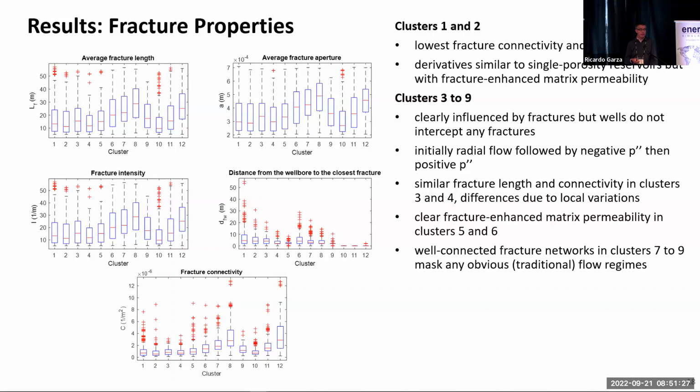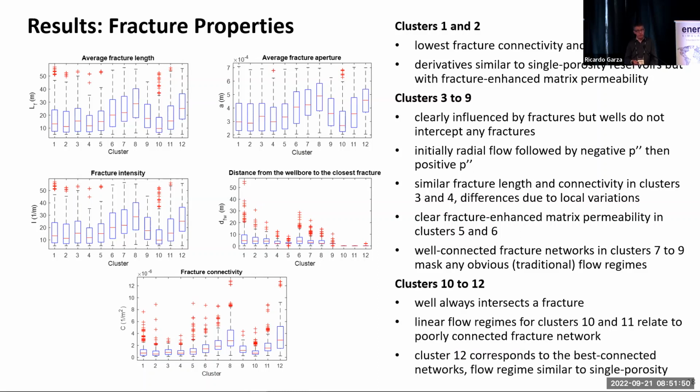In clusters 5 and 6, the fractures really enhance the matrix permeability. And in clusters 7 to 9, we have well-connected fracture networks that mask any obvious traditional flow regimes that you would expect for a naturally fractured reservoir. Having said this, in cluster 9 there are quite a few mislabeled pressure derivative curves. So that's a cluster we trust least.